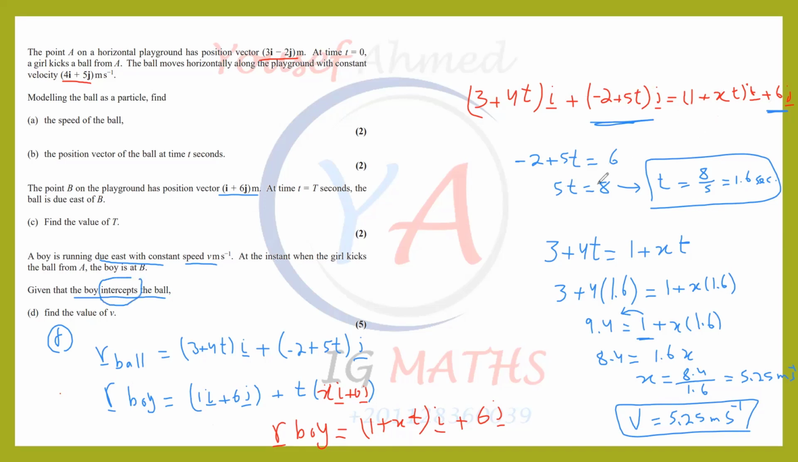So you equate them, and you equate the j with j, because he's moving due east, as we said before. You take the j component, equate them to get the time, after how much time both of them will intercept due east of B. Then you equate the i component with the i component to get the velocity: replace the value of the time, and get the value of x, which is the velocity due east, which is 5.25. Let's move to one more question.